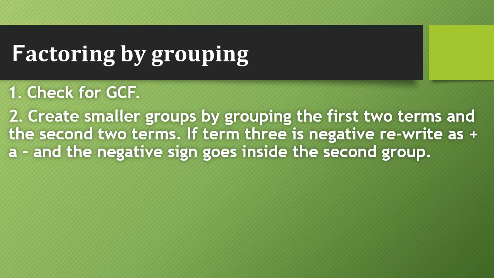Step 2, the longest step. You are going to create smaller groups by grouping the first 2 terms and the second 2 terms. If the 3rd term is negative, you really should rewrite that as a plus a negative. So the negative sign goes with the second group. And we will do an example or 2 modeling this, and that will make more sense here in a second.